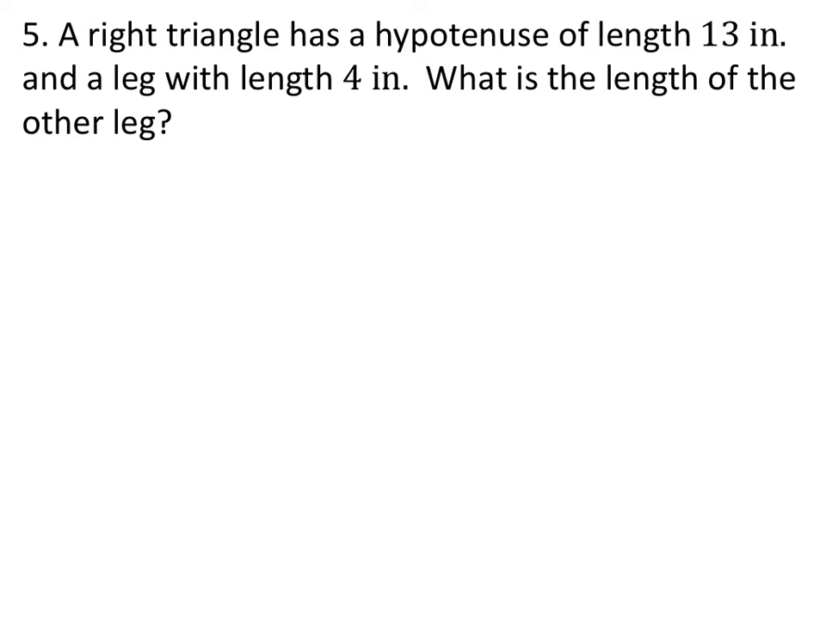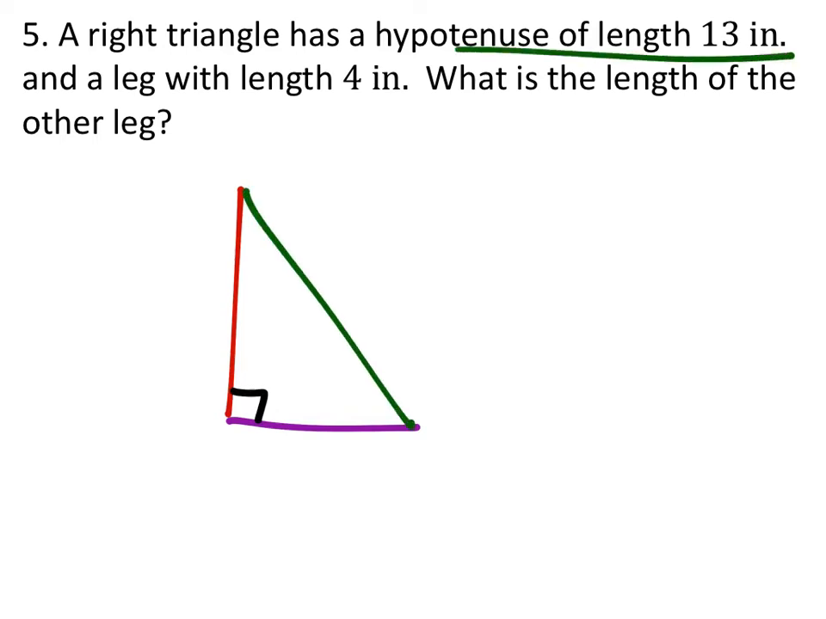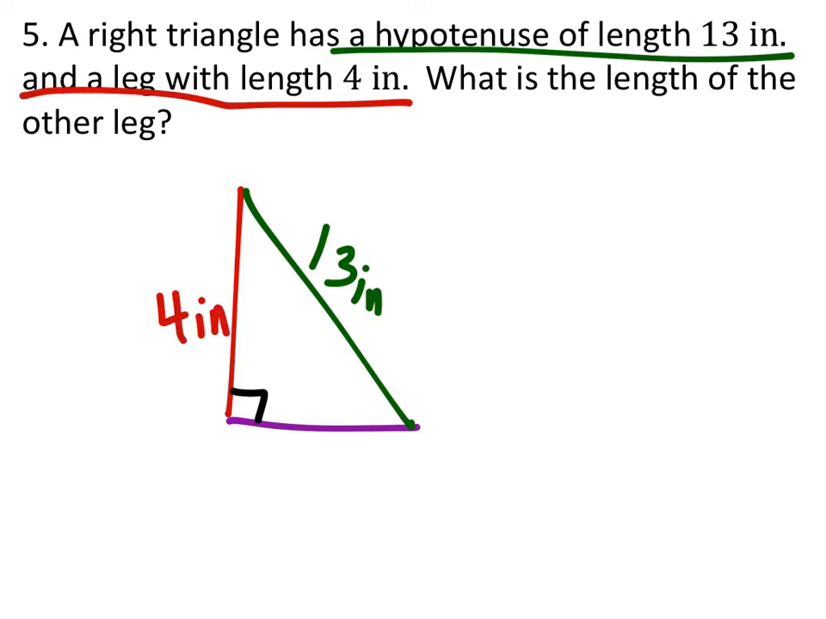Alright, on this one, we're going to need our triangle. So the red one's a leg, purple one's a leg. This will create a right angle. Then we got the hypotenuse. They told us the hypotenuse was 13 inches. So I'll label that. And one of the legs was 4 inches. So all we need to do is find the length of that missing leg.